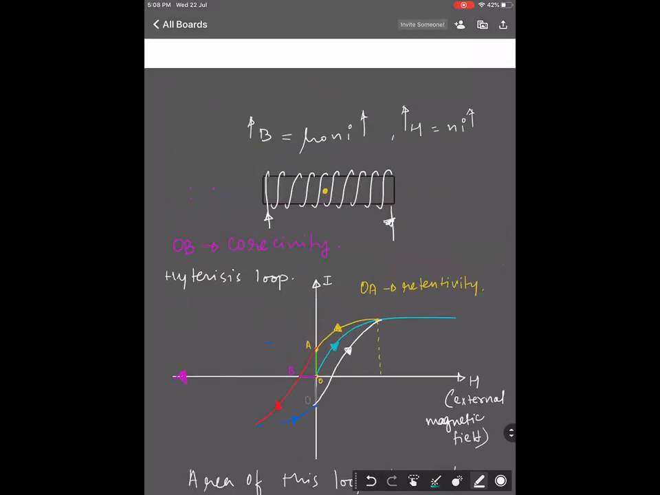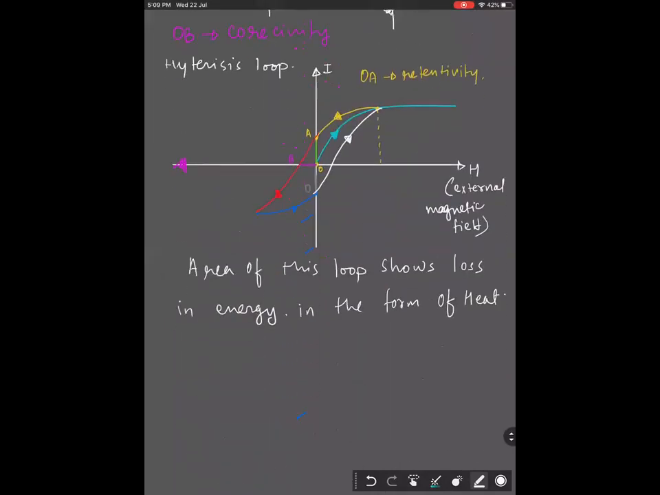Because when you again and again magnetize and demagnetize a particular material, what will happen? Its temperature will increase, isn't it? Yes or no? Yes, sir. So its temperature will increase, and a lot of heat, a lot of energy will be lost in the form of heat. So you will get a very small area of hysteresis loop in case of soft iron.